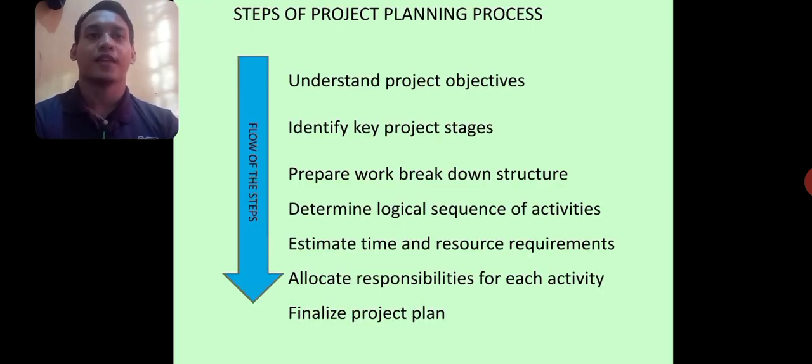Okay, steps of the project planning process. First, we need to understand the project objective. Second, we need to identify key project stages. The third is we need to prepare a work breakdown structure. The fourth is determine logical sequence of activities. The fifth, estimate time and resource requirements. And the sixth is allocate responsibility for each activity. And lastly, finalize our project plan.